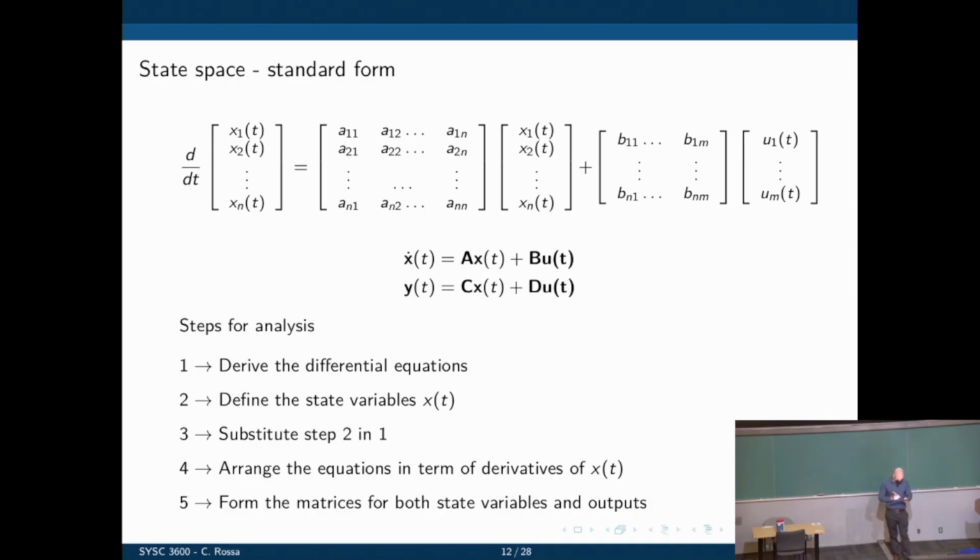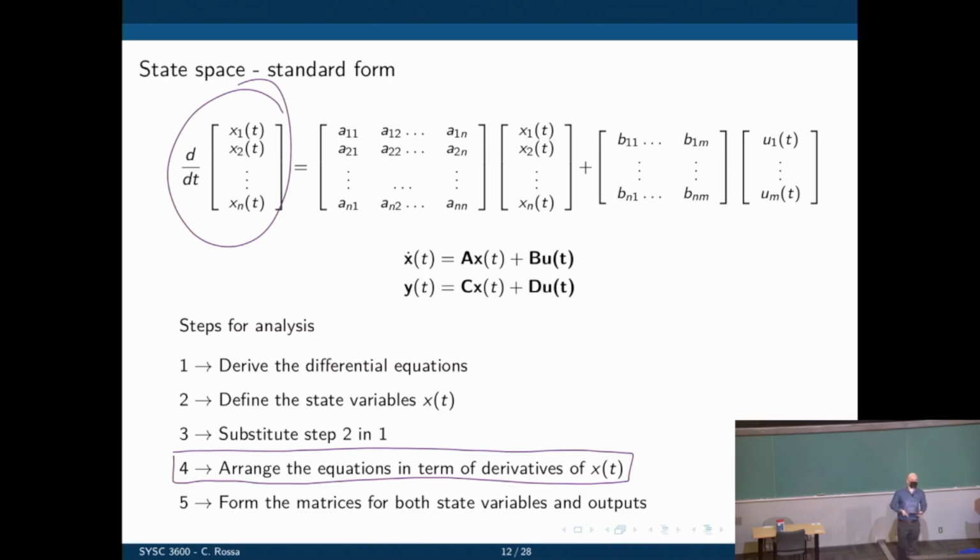And the fourth step is to arrange the equations as a function of the derivative of the states. So in each equation, we only want the derivative of one state, and we solve for the derivative of all states. Right? When we solve for the derivative of all states, we are basically solving for x dot here. And once that is done, we can simply convert these resulting equations into matrices in the format we want.